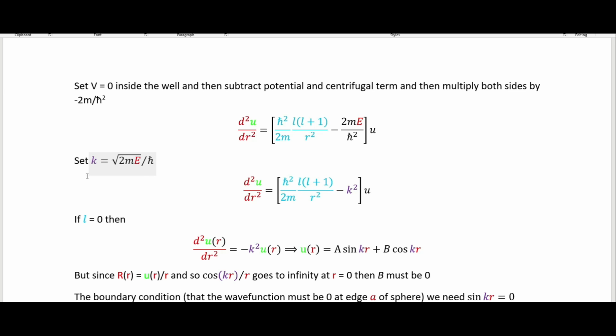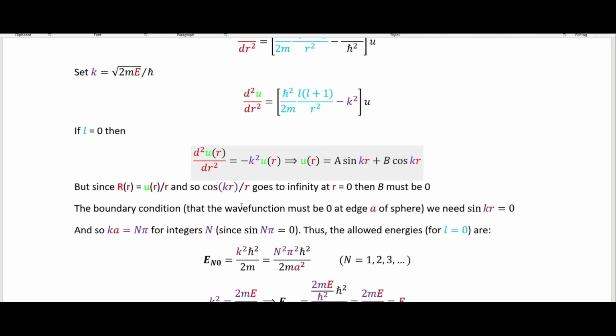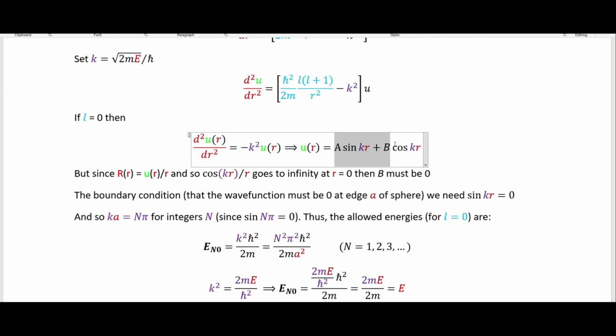Then we do this substitution where we set k equal to the square root of 2mE over h bar squared, and so this all gets absorbed into that k. Since we define it with this square root and the h bar without the exponent, we have k squared here. Then if we want to solve this for L equals 0, what we end up with is this as our solution: A times sine of kr plus B times cosine of kr.